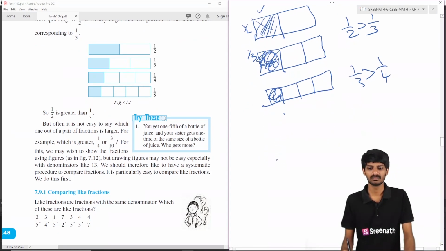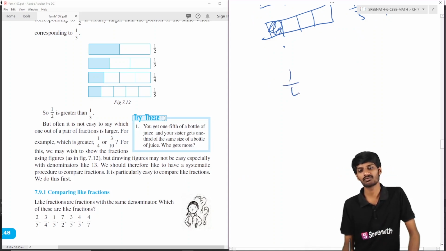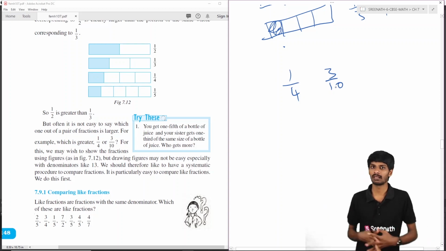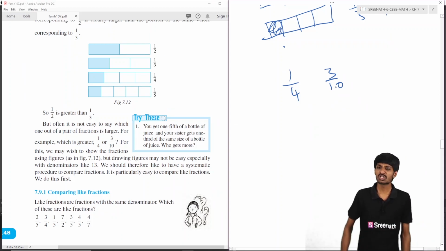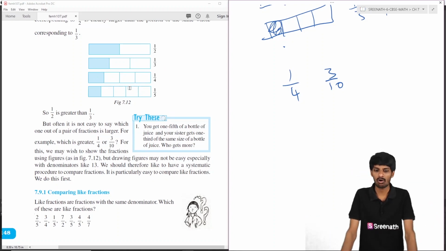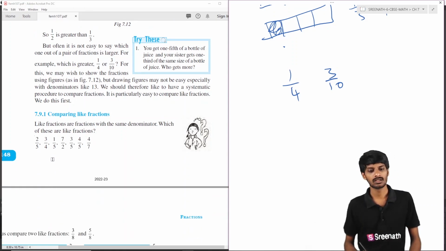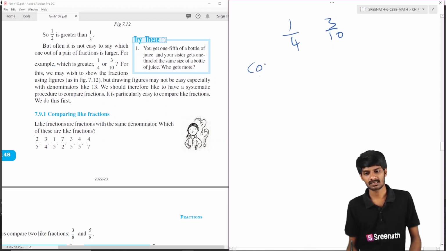Okay, students. Now, if I ask you which is greater, 1/4 or 3/10, how do you tell? It is somewhat difficult, students. If you plan to draw diagrams like this pictorially, it is a lengthy process. We can't guess them. So in this case, how to solve this problem? How to tell which is greater? Students, we need a systematic procedure to compare fractions. Let's know about it. Comparing fractions.